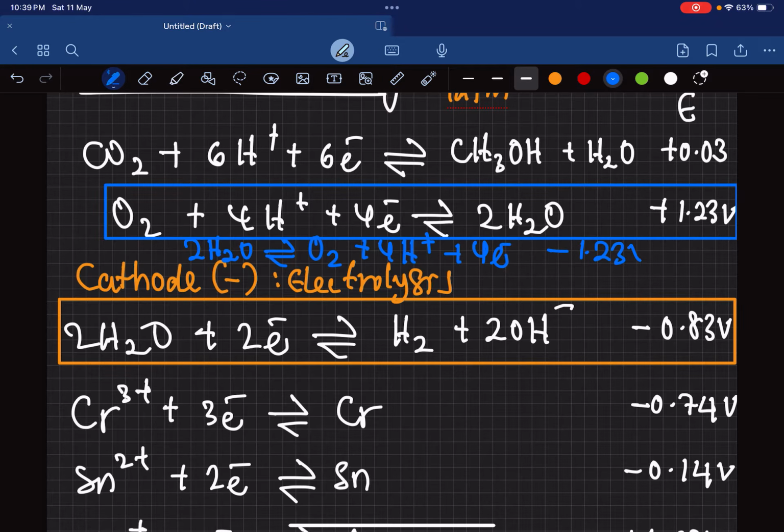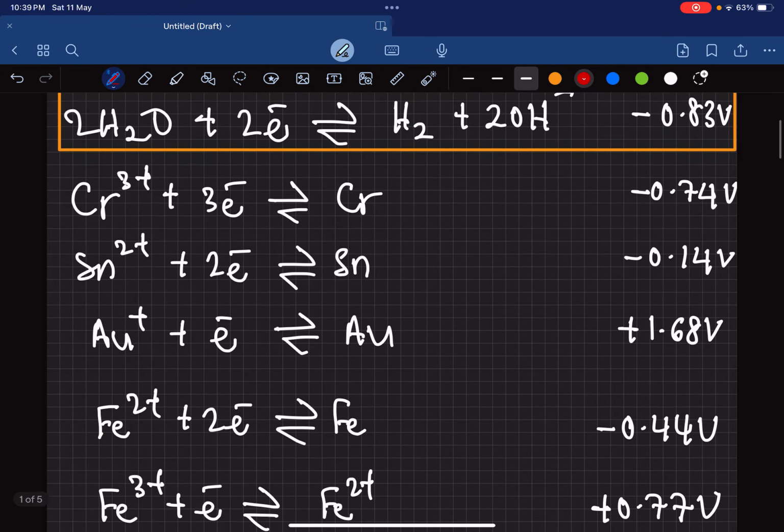Okay, so this is how your equation at the anode should be written. So you have to change it. If you ever need to use it, you got to change it. This is water being oxidized at the anode, and the anode is positive. In electrolysis, the anode is positive. Okay, then you see everything else is written in this manner.